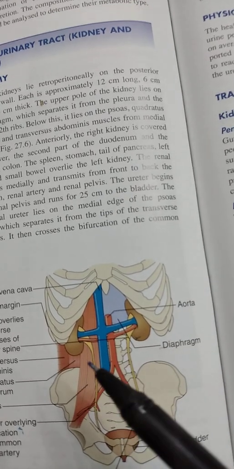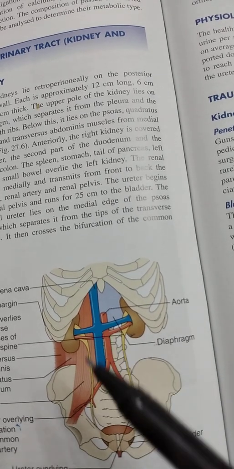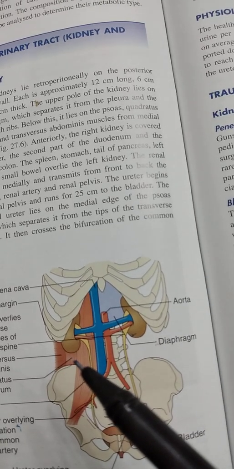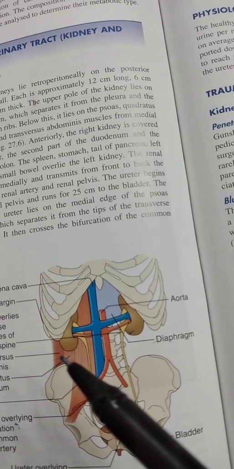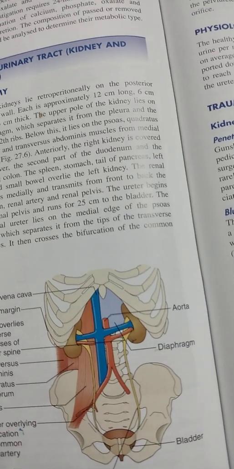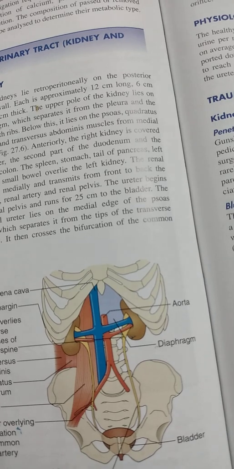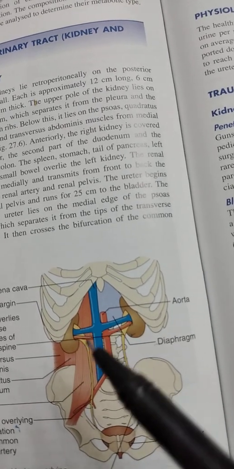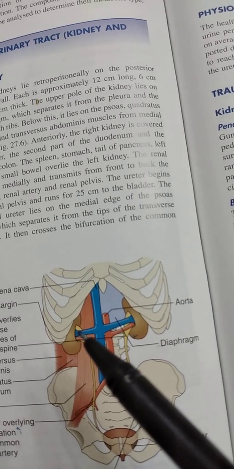The medial most wall is this one, over which the kidney lies. It's called psoas major, and just outside the psoas major is another muscle which is called quadratus lumborum, and the lateral most muscle on which the kidney lies is called transversus abdominis. And if you look anteriorly, the first structure you come across in the hilum is the renal vein, and thereafter comes the renal artery, and posterior to that is the pelvis of the kidney.